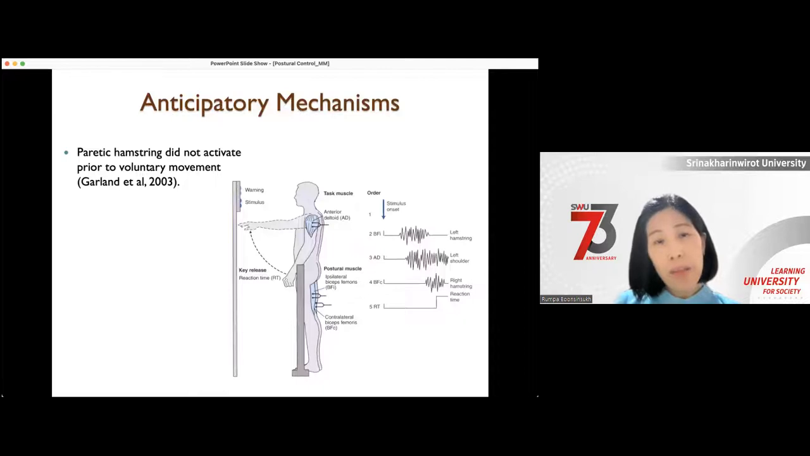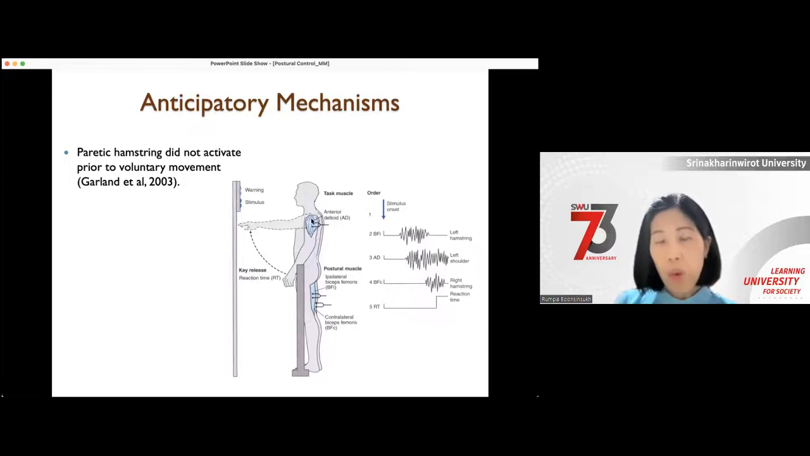Now, the next system is the anticipatory mechanism. And this is the mechanism that is used to maintain balance before voluntary movement. The typical example of an anticipatory mechanism is standing and raising the arm up, okay? So the prime mover, the anterior deltoid muscle, is activated later than the hamstring muscle.